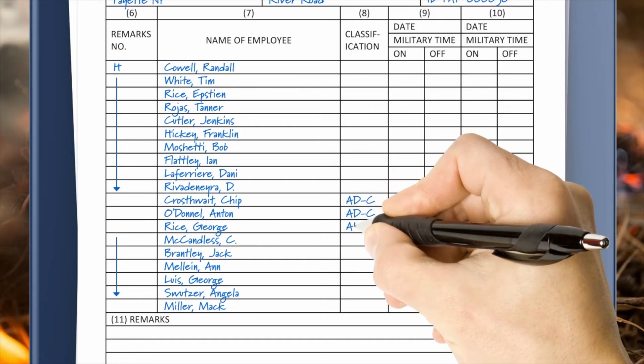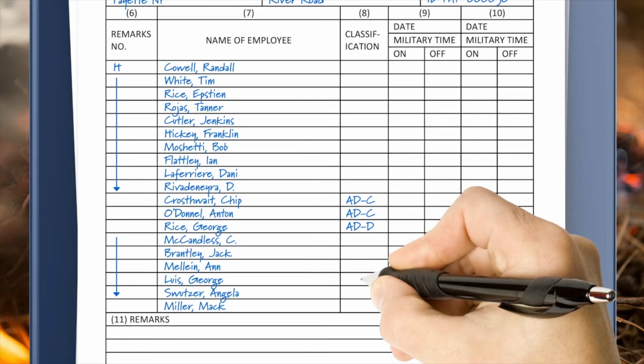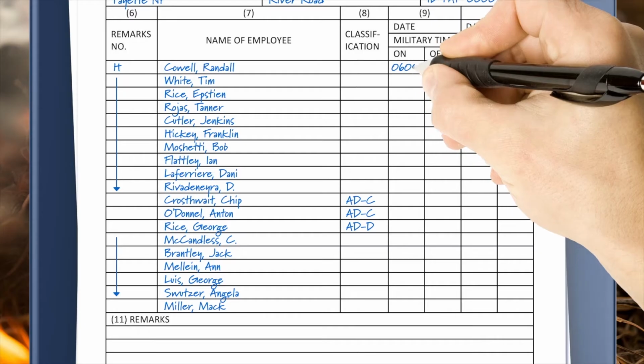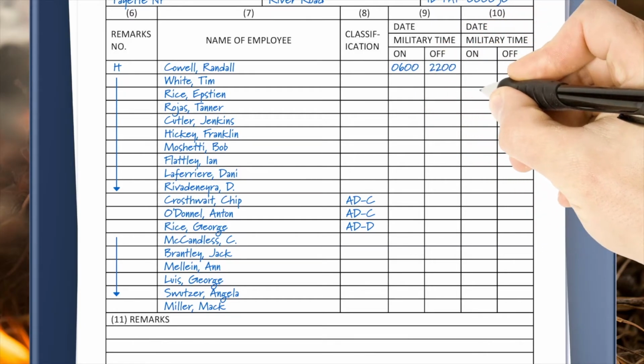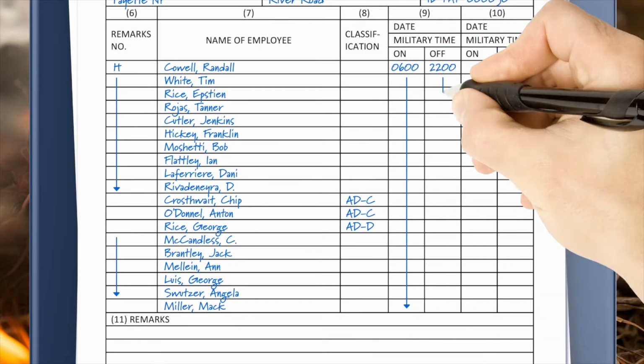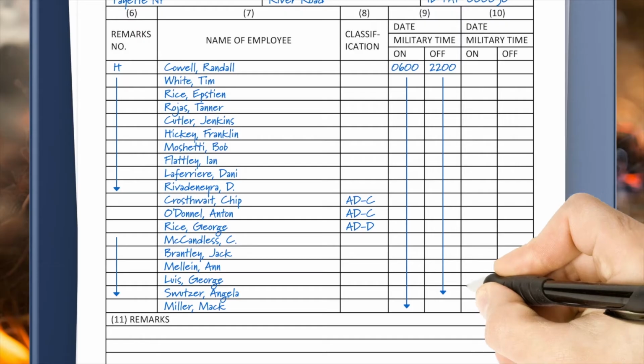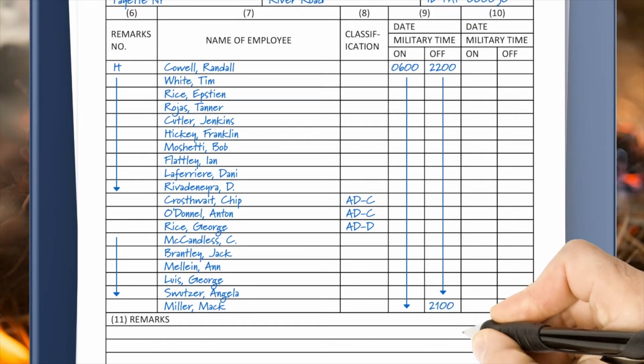Blocks 9 and 10 are where the time worked is entered for each crew member. If it's the same for the entire crew, the crew boss can enter it for one person. They can also use a down arrow indicating the same hours for everyone. Again, remember to enter the date.